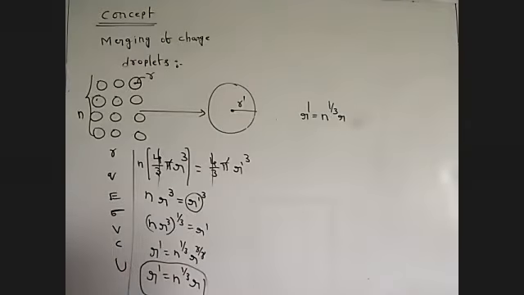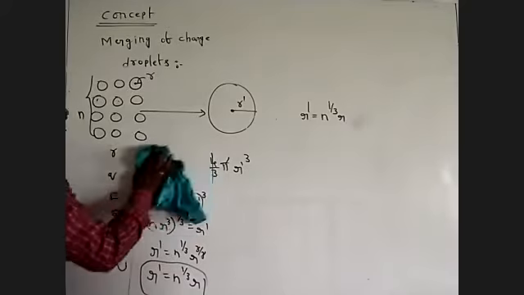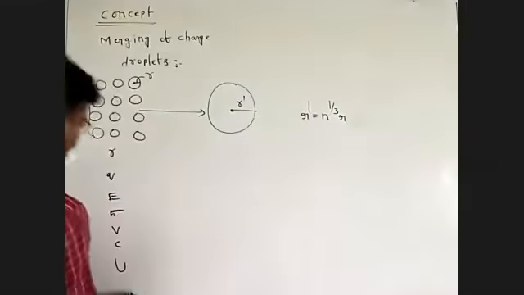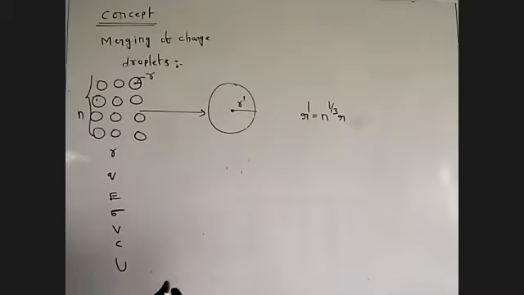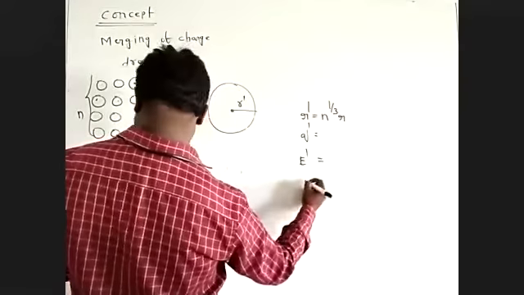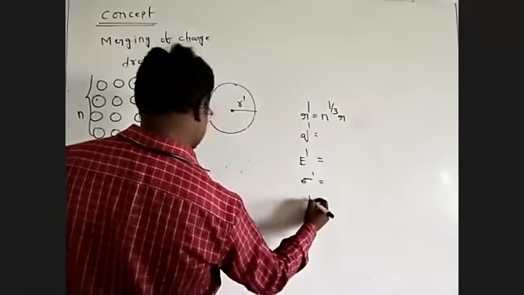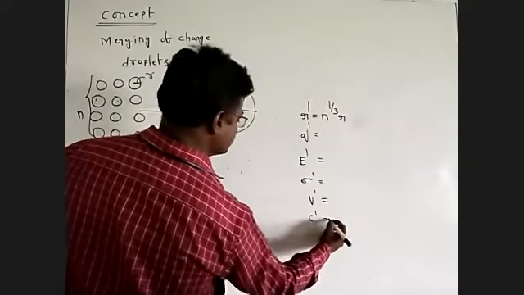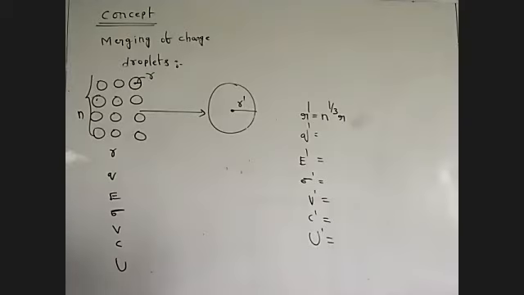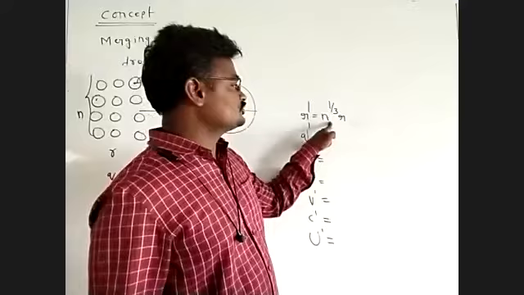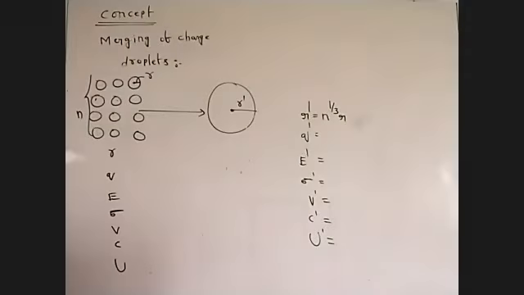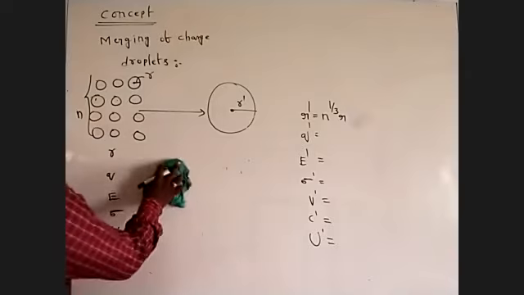Next one. So remaining, we have to find the q dash value, e dash value, sigma dash value, v dash value, and u dash value. I know very well r dash is equal to n power of 1 by third r. Next, q dash. How can we find the q dash value?